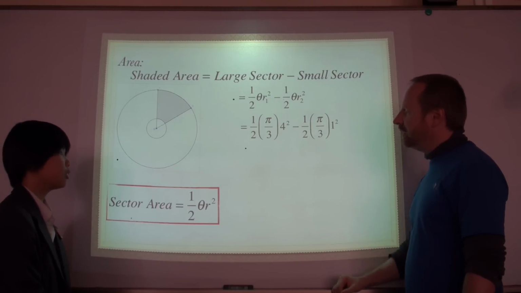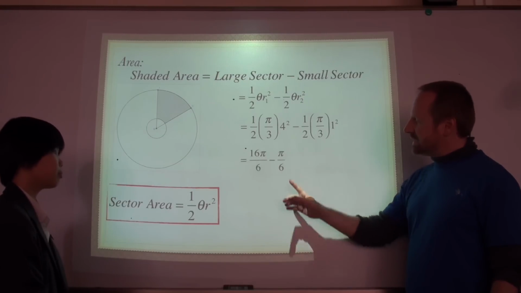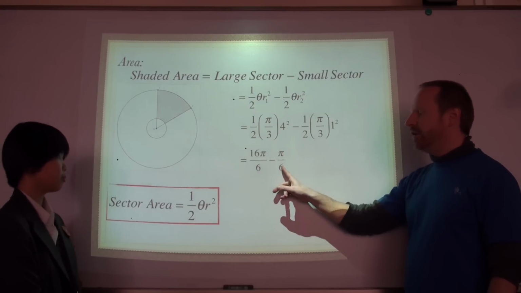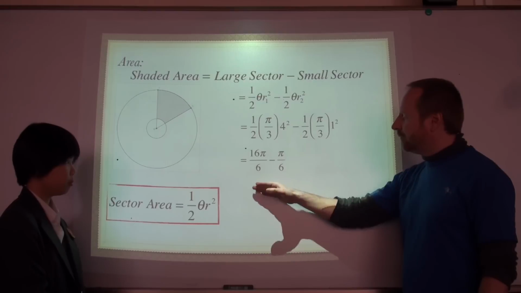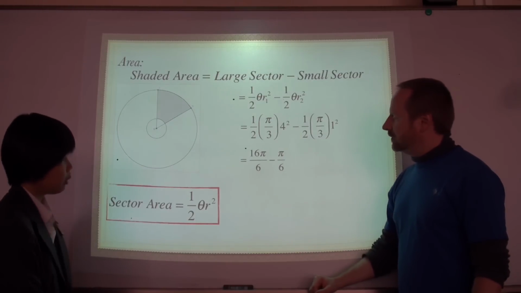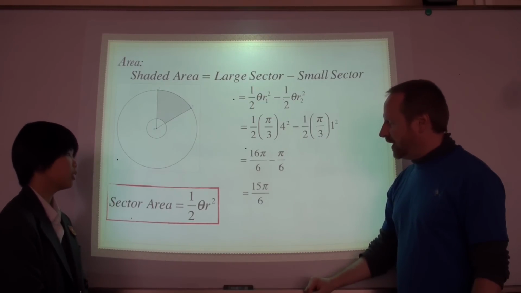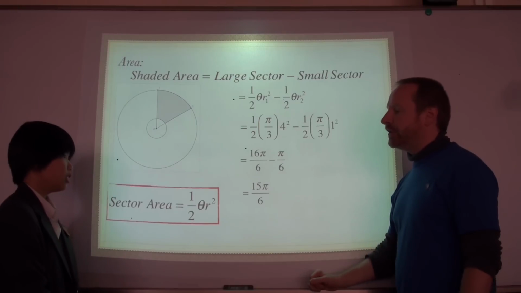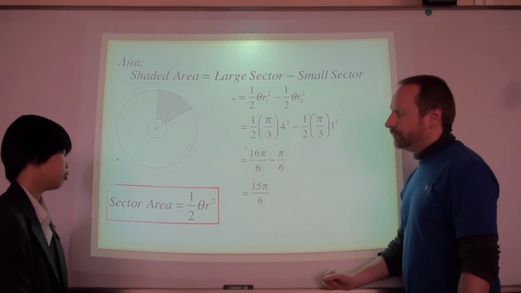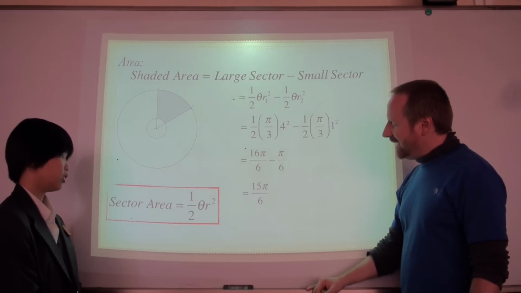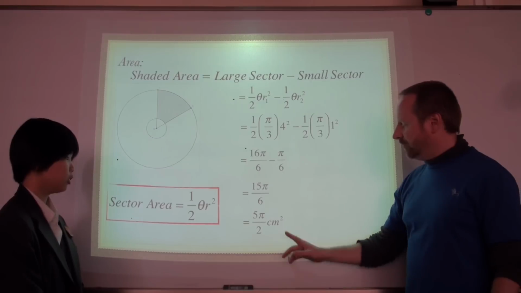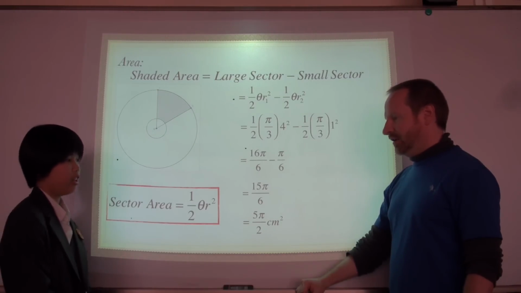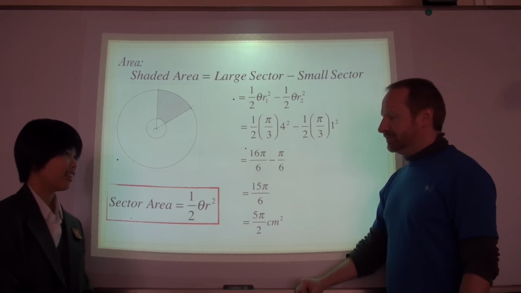Perfect. So what we get here is 16 pi on 6 minus 1 pi on 6. And how does that simplify down? 15 pi on 6. Perfect. And what's the last thing we can do to this? Reduce. Right. Reducing it, we get 5 pi on 2 centimeters squared. Right. Okay. Excellent.